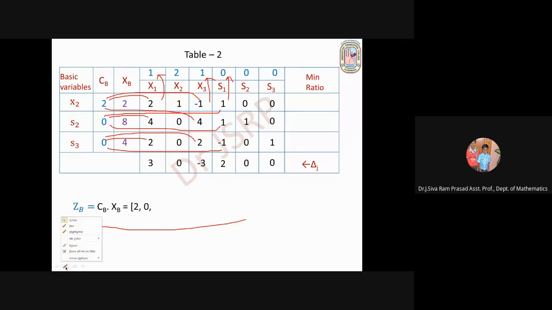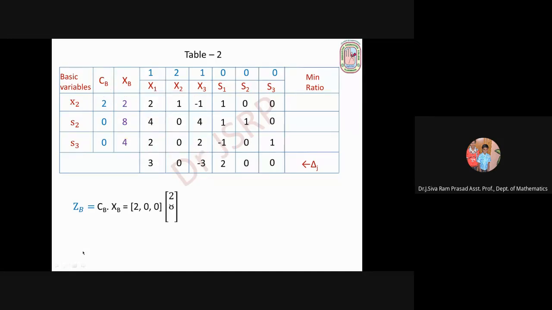That is the value of objective function corresponding to this basic feasible solution. What is ZB? CB into XB. So this column into this column. So 2 into 2, 4, plus 0 into 8, 0, plus 0 into 4, 0. So the objective function value is 4.